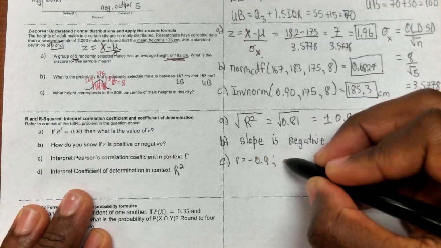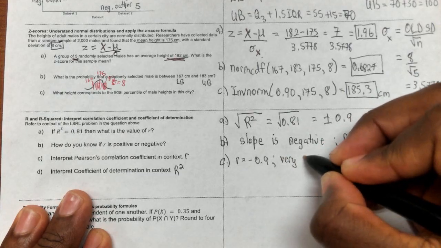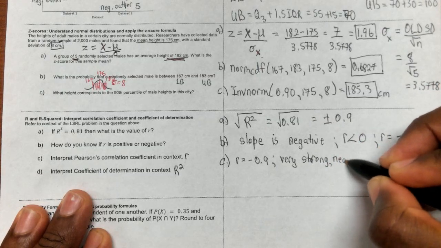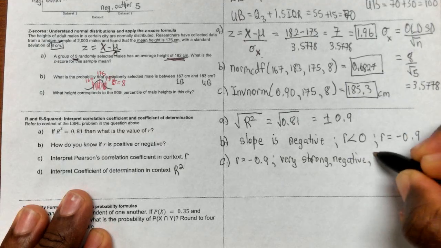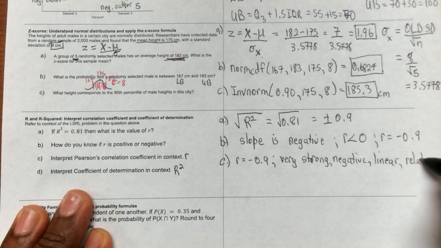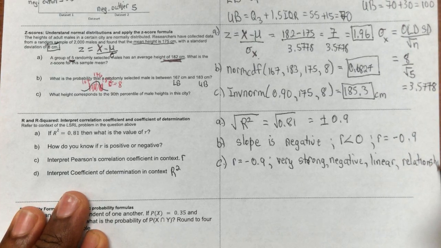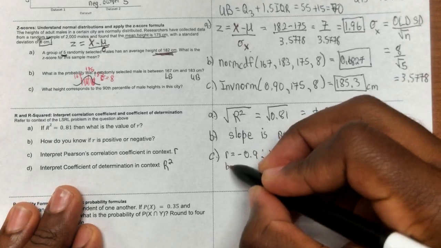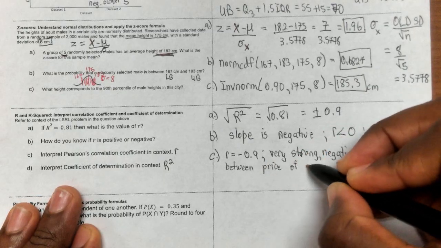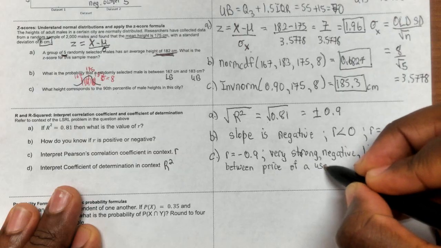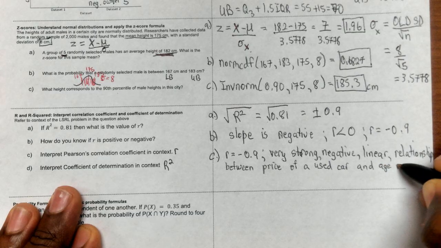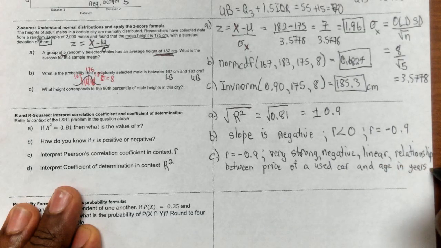It essentially is telling me that there is a very strong negative linear relationship, because it's a least squares regression line, between the price of a used car and age in years.